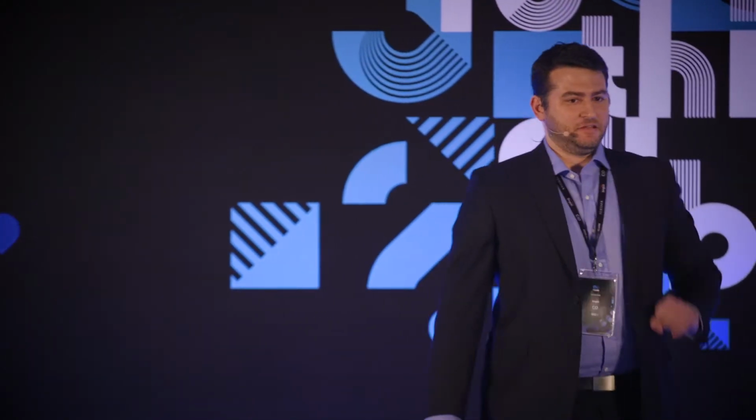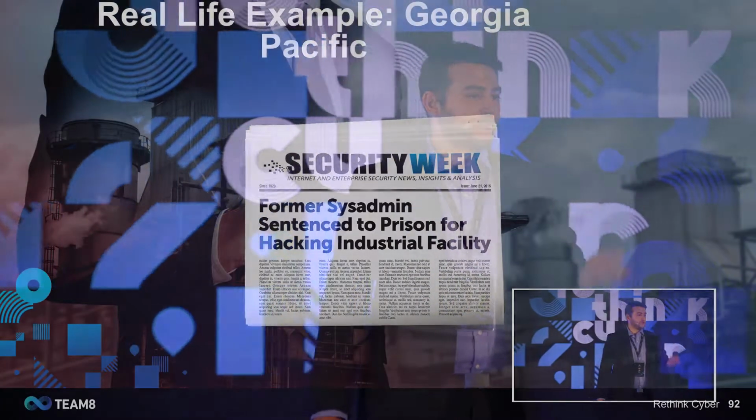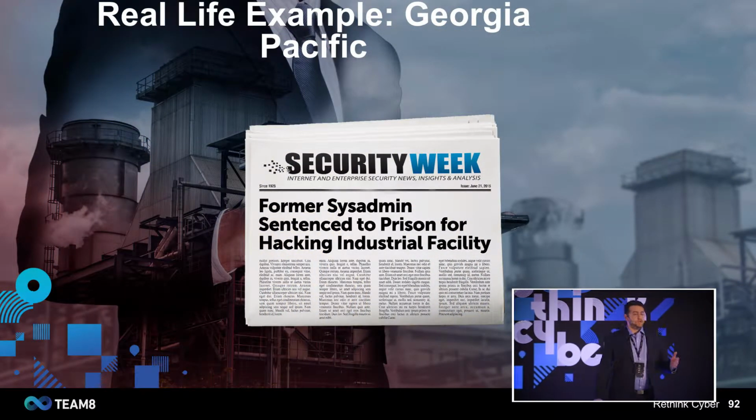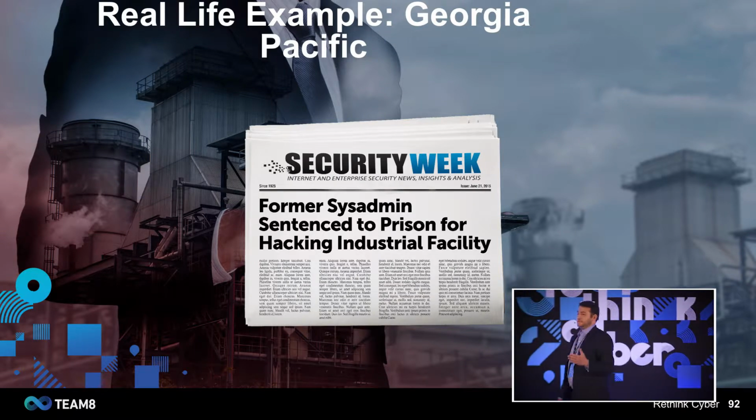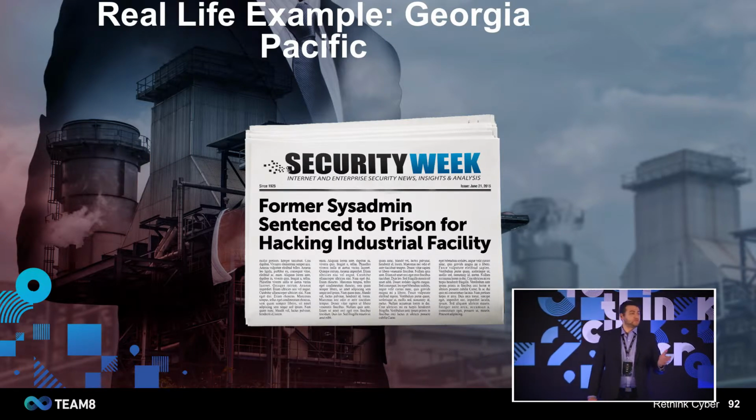Now, you might say that this is a nation state. You need nation state capabilities to do this kind of attack. So here's another example. This is a sysadmin, an IT admin with no knowledge of OT. He got fired. He wanted to get even, and he used his access to sabotage OT without really understanding what OT is. Millions of dollars in damages in this case.